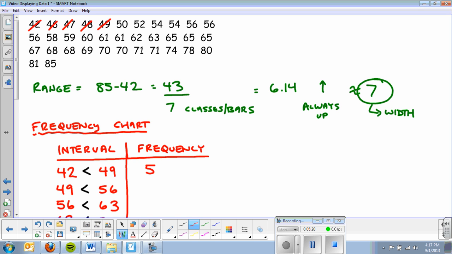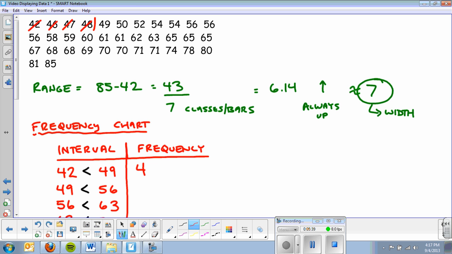49 to 56. Whoops, I lied. 49. And I did that on purpose to make sure that you were paying attention. 49 goes into my next category. So really, that's my first interval, because it does not include 49. So that's going to be 4.